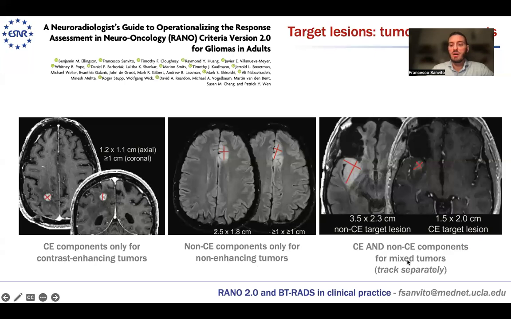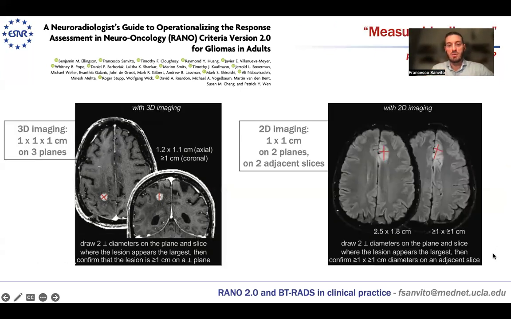And for cases that we call mixed tumors, meaning that the lesion is mainly non-enhancing but has some small enhancing dots, in that case, you consider target lesions both non-enhancing and enhancing components, and you track them separately for RANO purposes. It's important to understand that for a clinical trial that decides to adopt this variation of RANO 2.0, it has to be applied to all the gliomas in that clinical trial. So you cannot decide whether to apply the mixed tumor variation or the contrast-enhancing variation at a patient-specific level. It's all patients in one way or all patients in the other way.